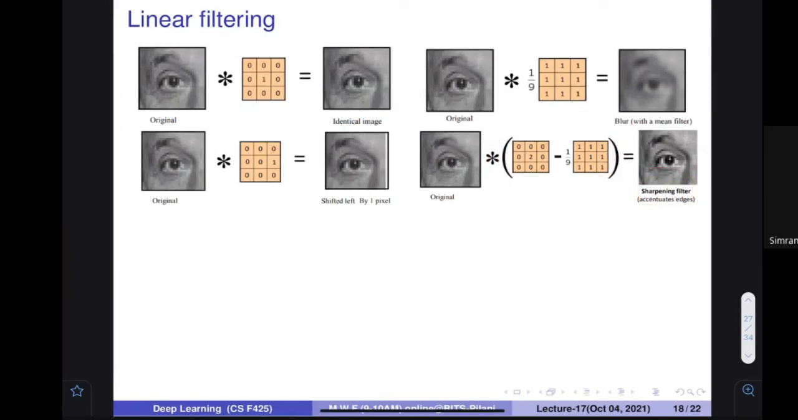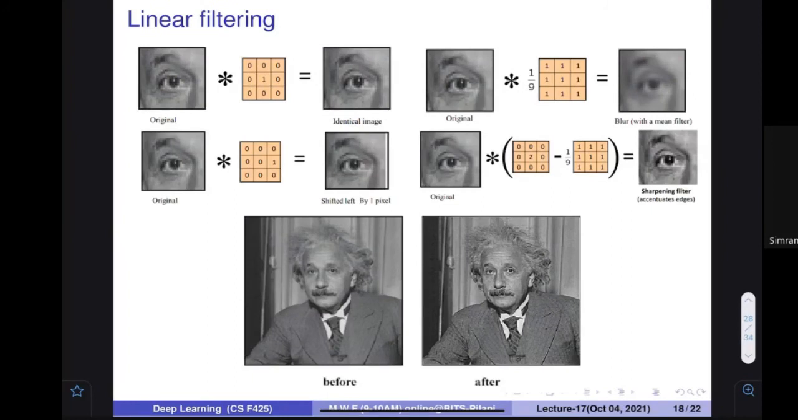Why is sharpening happening? What is the effect? What is the meaning of this particular filter? Why has it done this? So if this particular filter is applied on this image, that is again Einstein. I don't know which is right. So you got this image. Can you tell me, A and B, which is the better image?